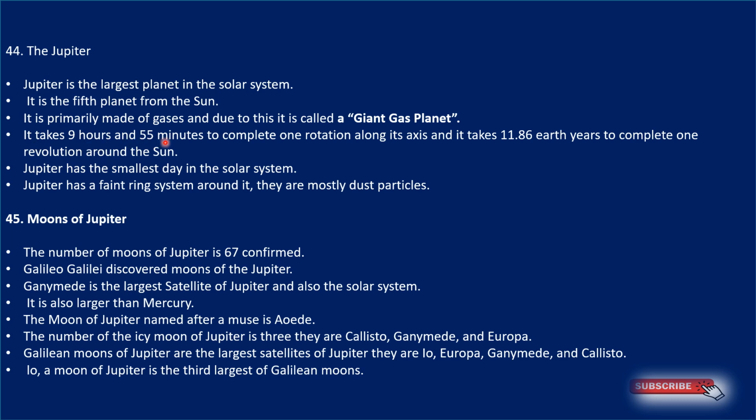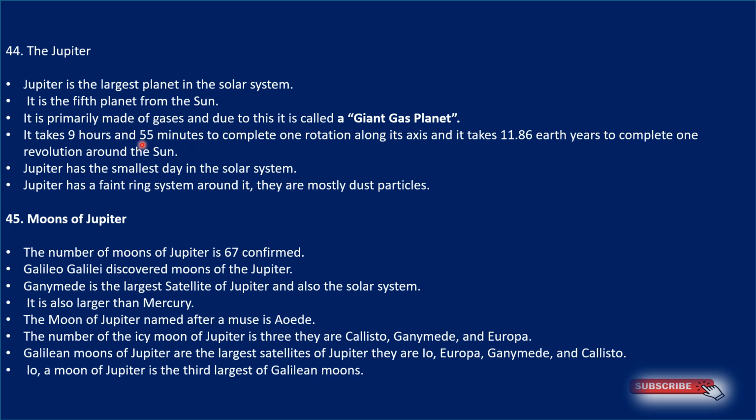It takes 9 hours and 55 minutes to complete one rotation along its axis, and it takes 11.86 Earth years to complete one revolution around the Sun. Jupiter has the smallest day in the solar system.